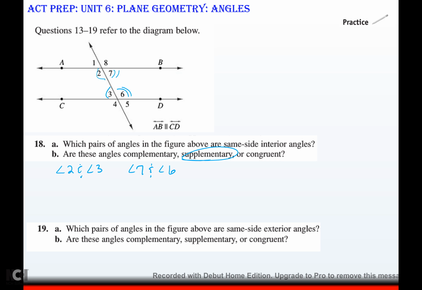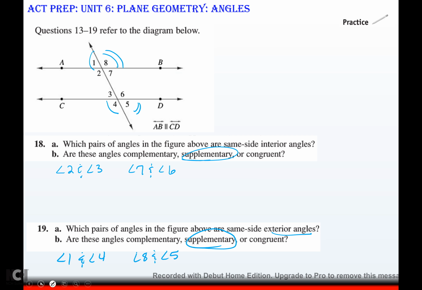19, which pairs of angles in the figure above are same side exterior angles? Well, same thing, I'm just working on the outside. So same side on the exterior would be angle 1 and angle 4, and then angle 8 and angle 5. And again, same side exterior are going to be supplementary angles.